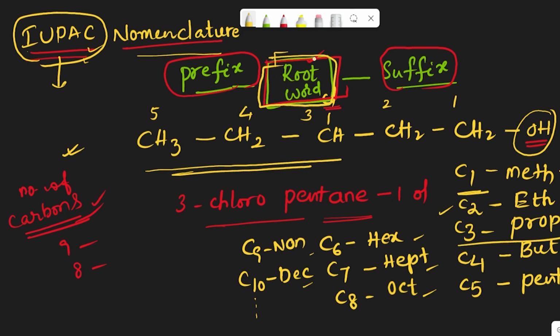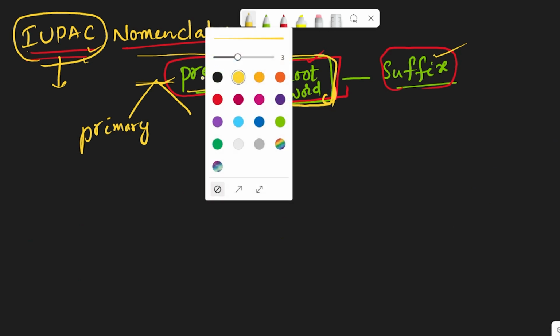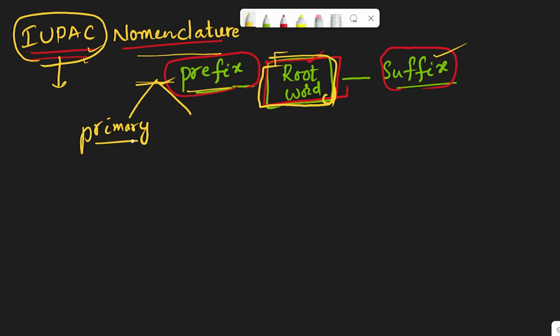Now let me explain what is prefix and what is suffix. What is the prefix? Generally, the prefix contains mainly two parts: primary prefix and secondary prefix.